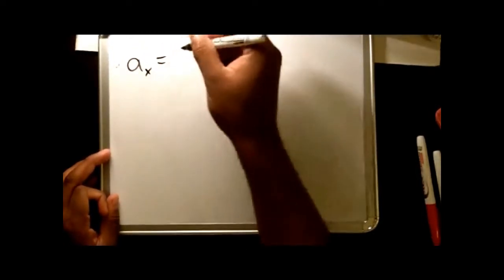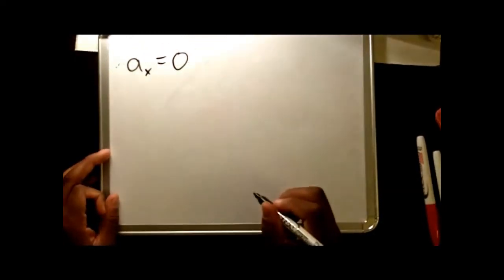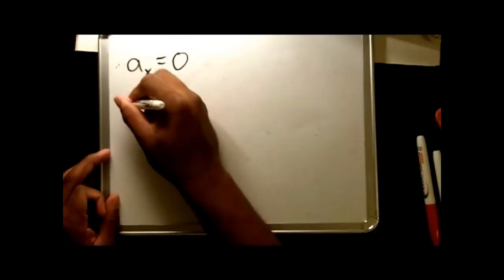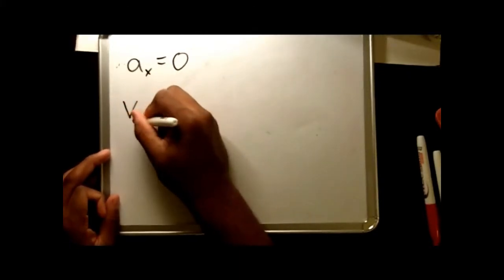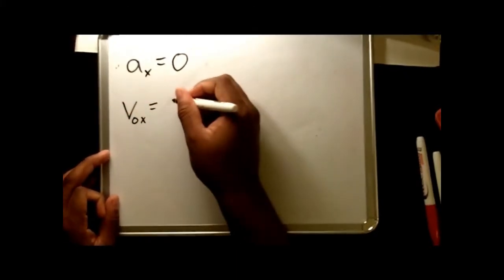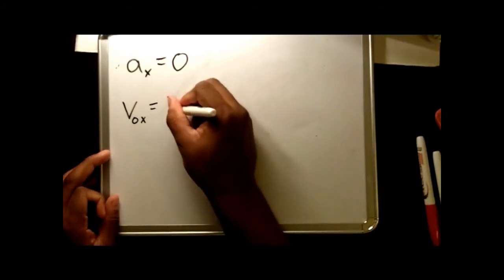Okay, so let's look at the motion in the x direction. The motion in the x direction has no acceleration. It's not speeding up or slowing down. We're ignoring air resistance. So we know that the acceleration in the x direction is 0. We know, just like the little thing I solved for you, that the velocity in the x direction is equal to this.